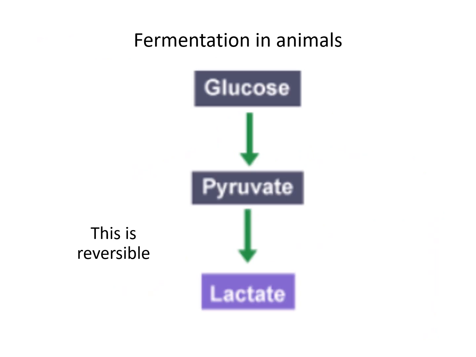So just looking at fermentation in animals as a simplified diagram, we can see that pyruvate is being broken down into lactate in animal cells. And once we have oxygen available to us again, we can reverse that process. So lactate can be converted back into pyruvate. We continue with aerobic respiration.